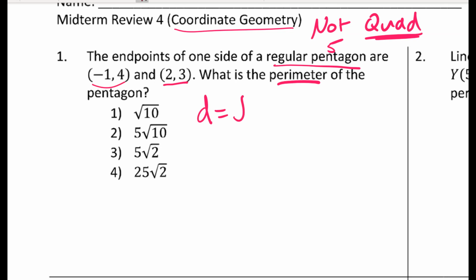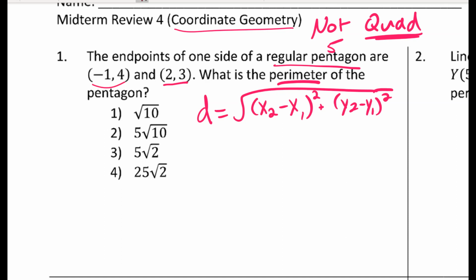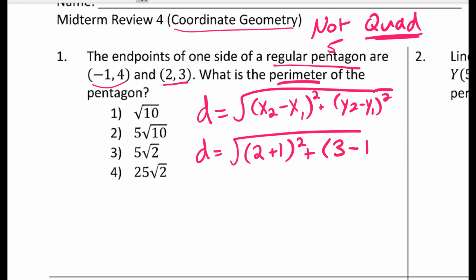So what I'm going to do is plug into the distance formula, which, if you don't remember, is the square root of (x2 minus x1) squared plus (y2 minus y1) squared. That's going to give me the length of one of the sides if I find the distance between those 2 points they gave me. So I'm just going to substitute into that formula. x2 is 2, minus -1 is just plus 1, plus y2 is 3, minus y1 is 4. And if you plug all that into your calculator, you'll find that the inside is just 10.